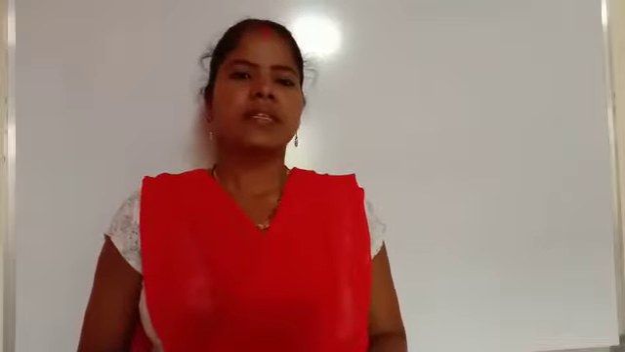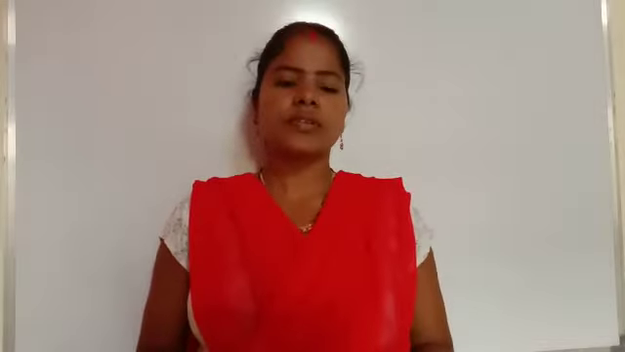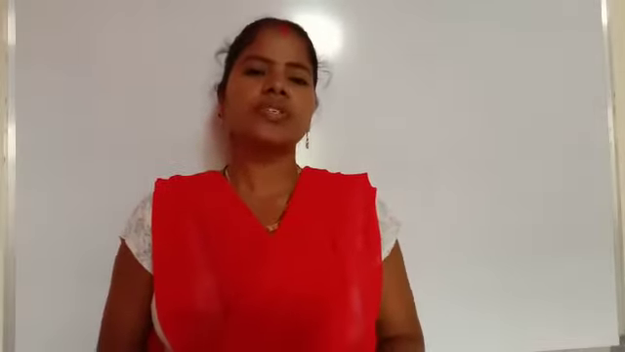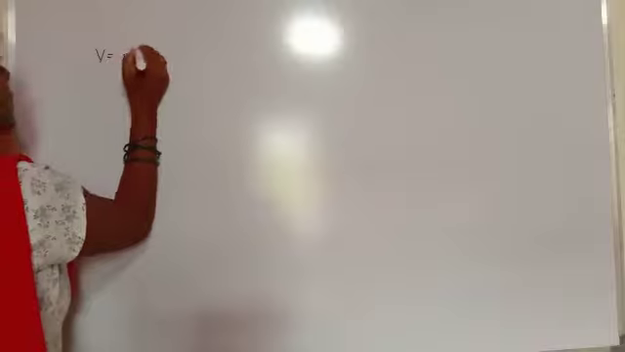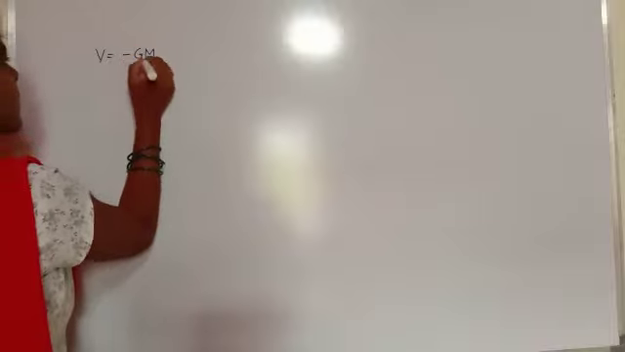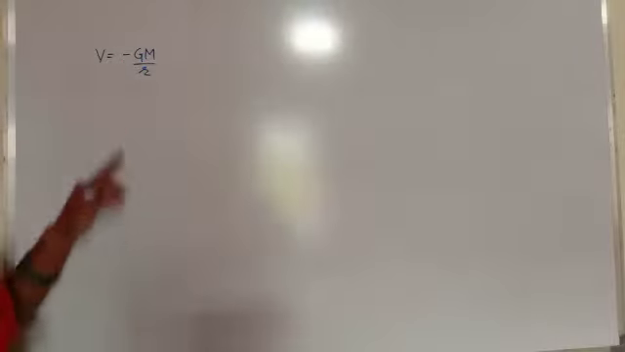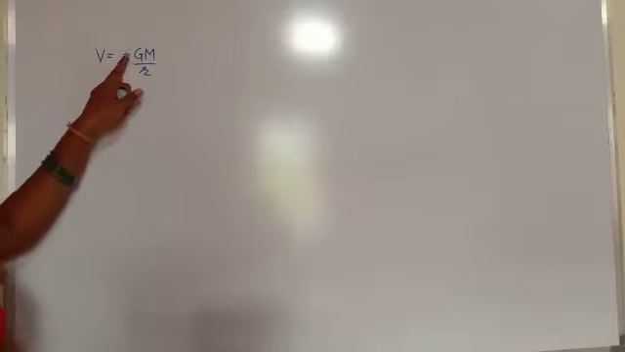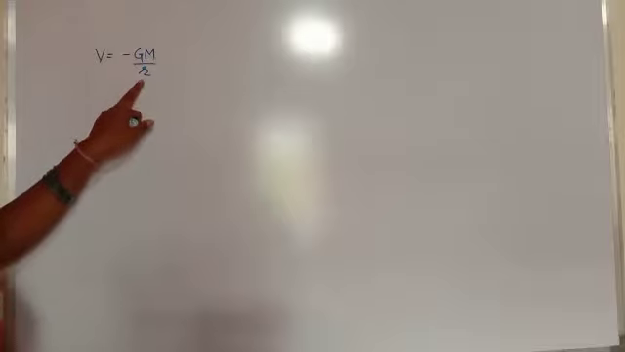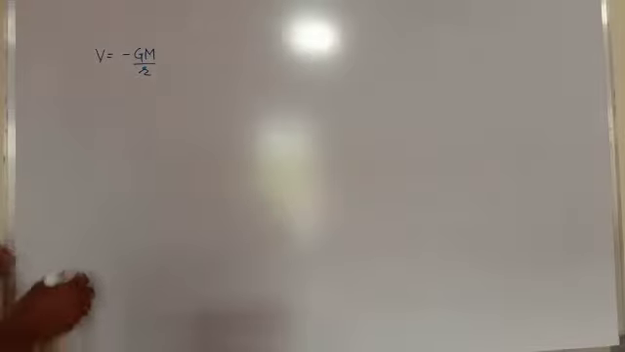In the previous class we have seen the relation between the gravitational potential and the gravitational field intensity. That is, we have V is equal to minus GM by R. This is the expression for the gravitational potential. This G is the gravitational constant, M is the point mass and R is the distance between the two.